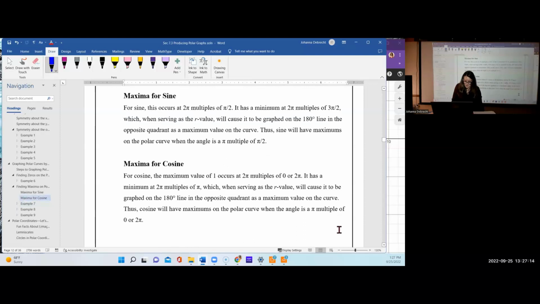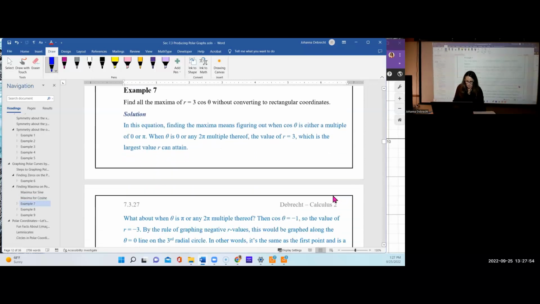What about cosine? Cosine reaches its maximum and minimum values on the rectangular coordinate system at multiples of 0 and pi. So it reaches a -1 at pi and it reaches 1 at 0 or multiples of 2 pi, however you want to write it. So again, when it's along that line, either at 0 or pi, if it's at pi and it's a -1, it's simply going to shoot out in this direction, but it's still going to have the maximum possible length. All right, so we'll have multiples of 0 or 2 pi or pi.